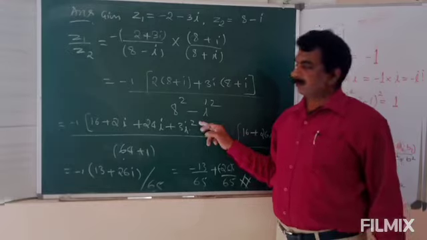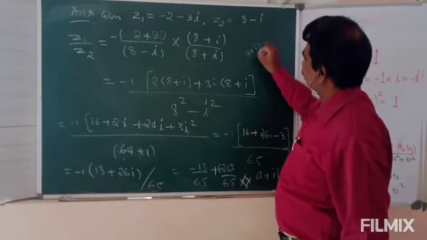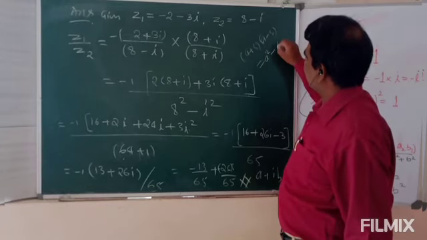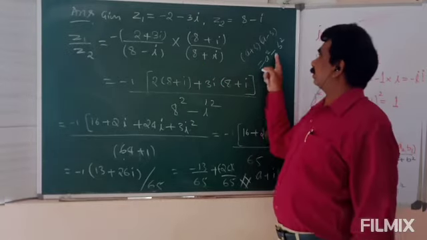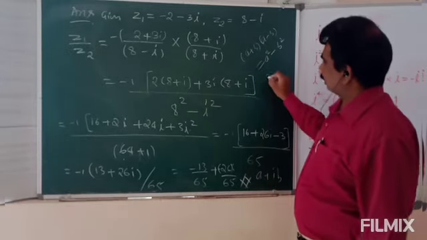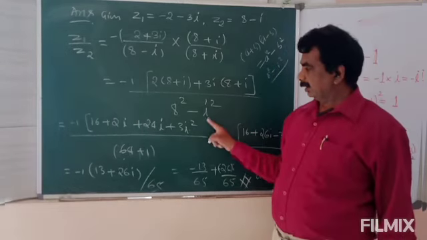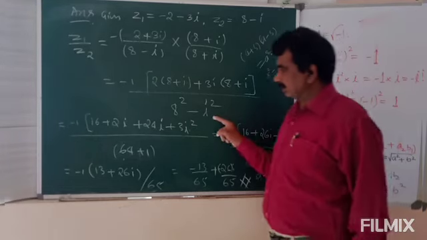a plus b into a minus b is a square minus b square. What is the value of a here? 8. What is b here? That is 8 square minus i square. What is the value of i square? Minus 1.